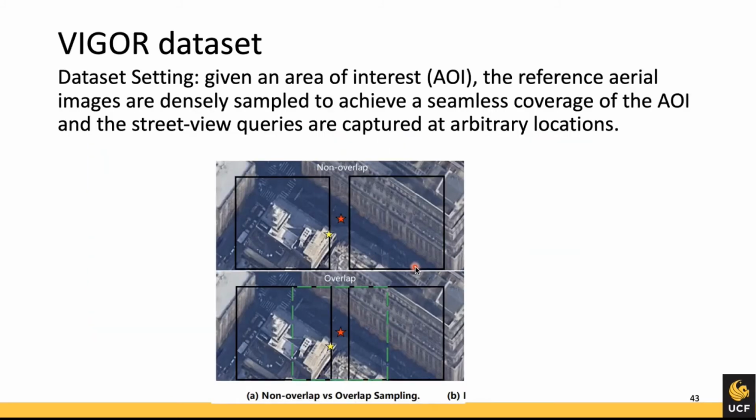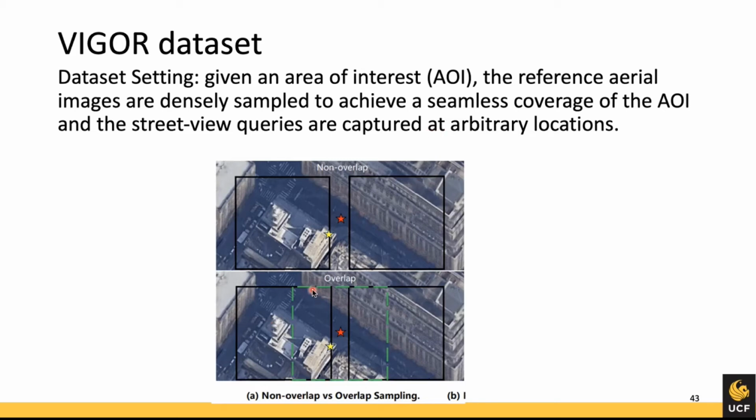To study this problem, because as I mentioned, the existing datasets are all designed or collected assuming the center is the query location, we create a new dataset. To generate this dataset, given an area of interest, for example maybe the city of Chicago, the reference aerial images are densely sampled to achieve seamless coverage of this area of interest. And then the street queries can be captured at an arbitrary location.